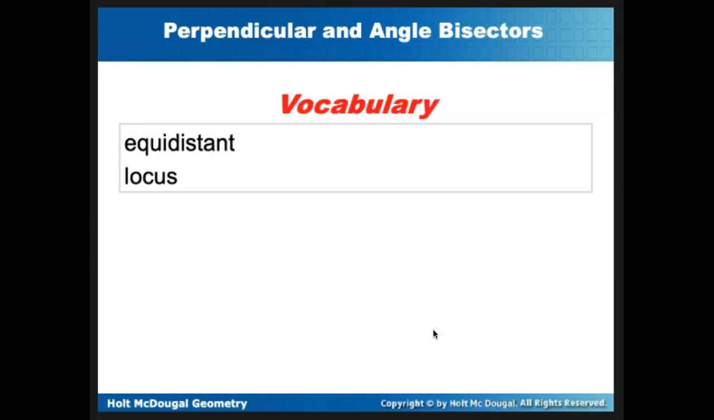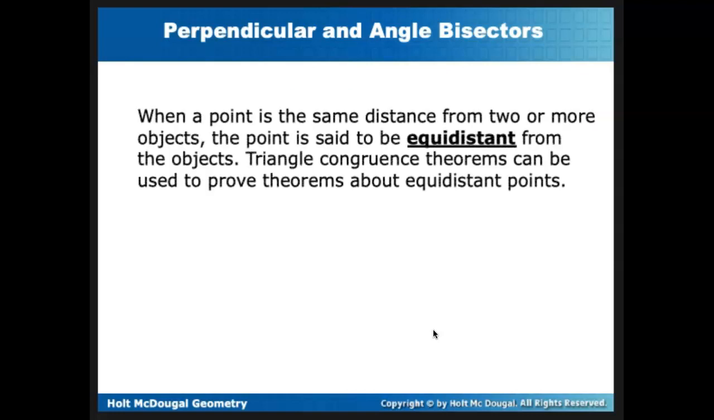The new vocabulary: equidistant and locus. When a point is the same distance from two or more objects, the point is said to be equidistant from the objects. The same distance, equidistant. Triangle congruence theorems can be used to prove theorems about equidistant points. And sorry to say, yes, we are going to be doing some proofs again.